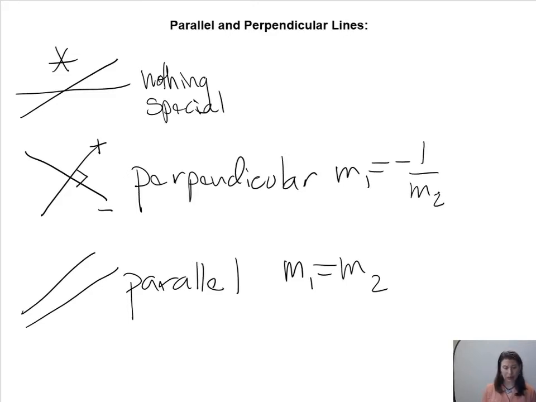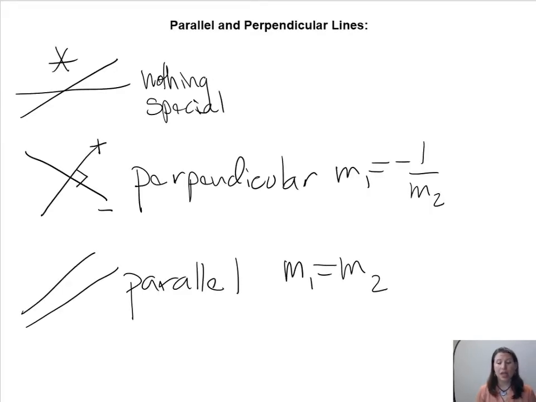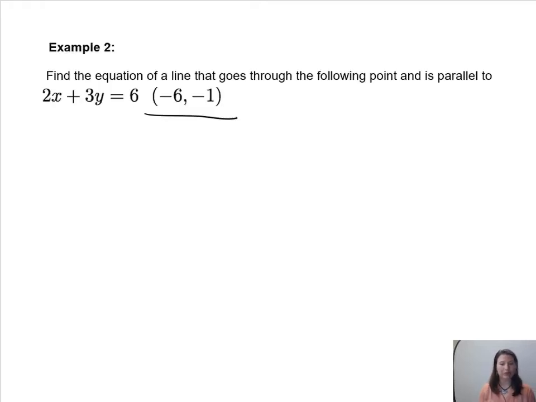Okay, so now let's do an example with these. If we want to find the equation of a parallel line to this one going through this specific point here, right? So first we should find what, right? Let's go back and think about what it means to be parallel. Parallel means same slopes. So that means we want to find the slope of this line. So then we can write out an equation.